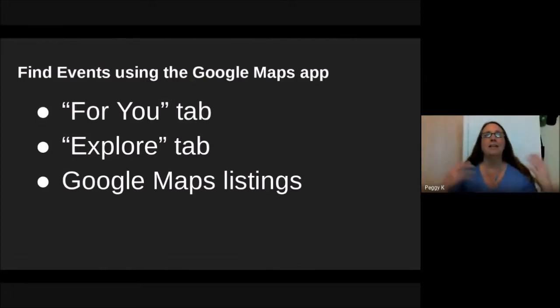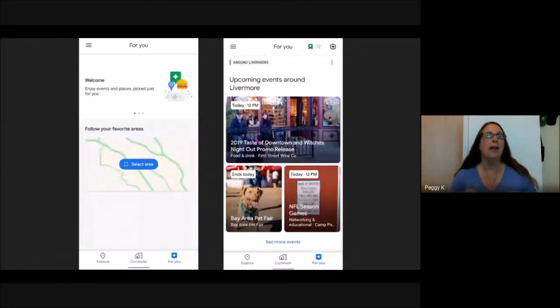And to do that, you sign in to the Google Maps app, you tap the For You tab, and you can subscribe to specific areas on the map. You can also follow specific businesses if you want. And once you do that, you'll start to see upcoming events in those areas on the For You tab.